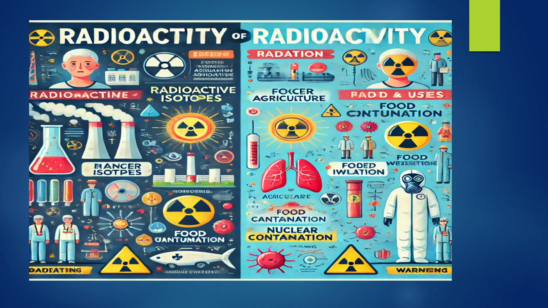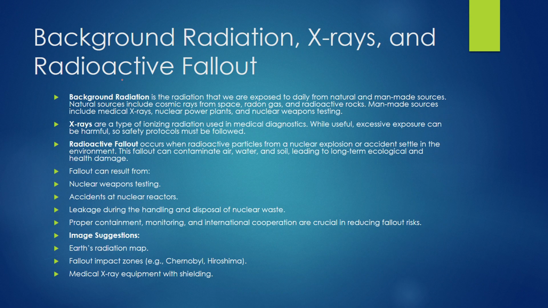Okay, next, radioisotopes, cancer isotopes, which is cobalt 60, as I had said. Food, blood, I think you can understand what's here. Food contamination and warning, that's it. Next, background radiation, x-rays and radioactive fallout. See, background radiation is the radiation that we are exposed to daily from natural and man-made sources. We are always exposed to some kind of radiation.